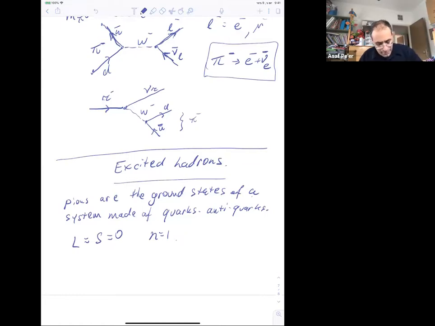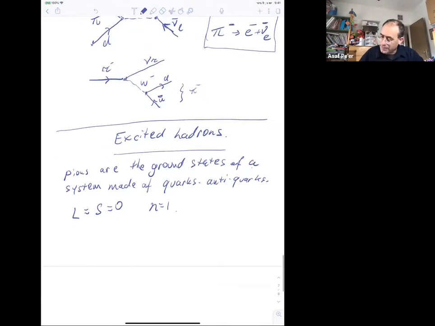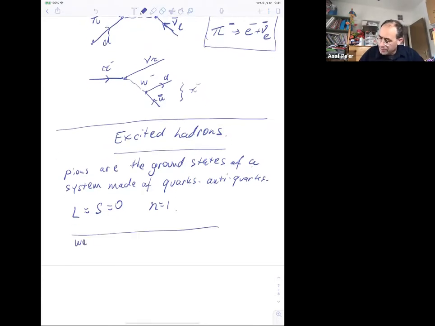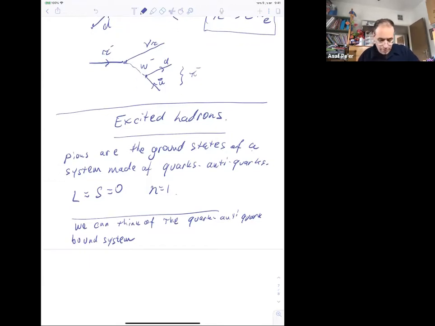So we can have some property state. For example, we think of the quark, anti-quark bound system in analogy to the hydrogen atom, and consider excited states.